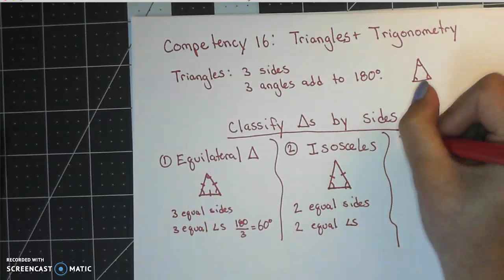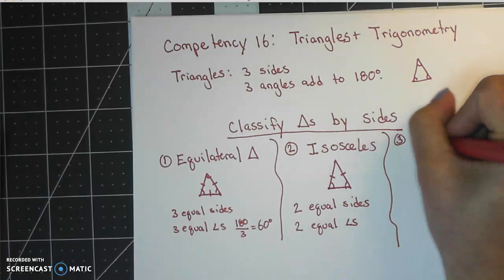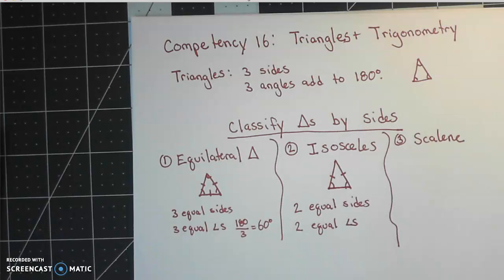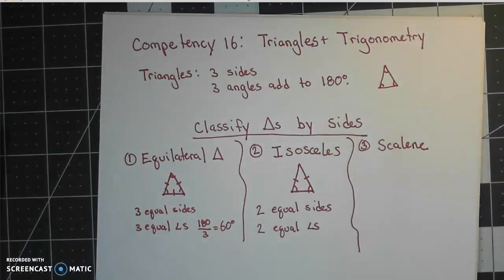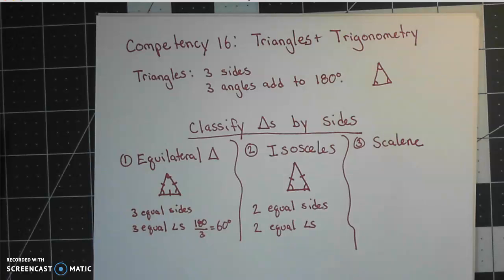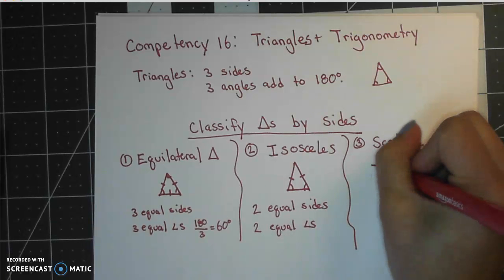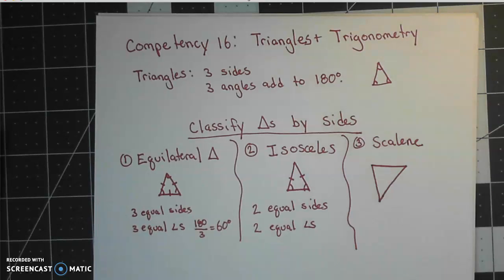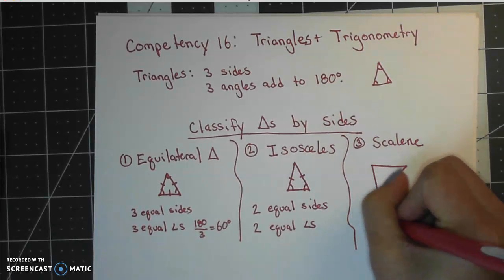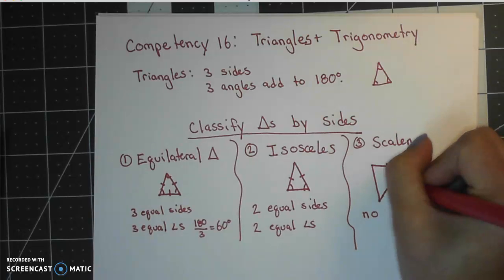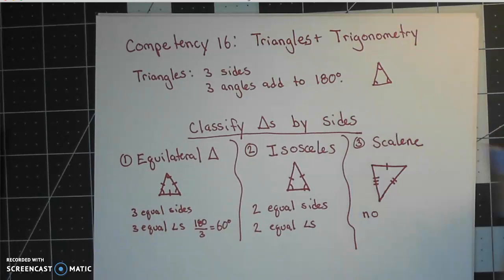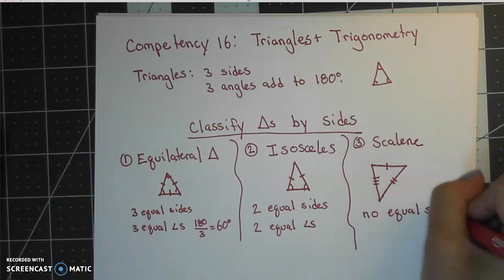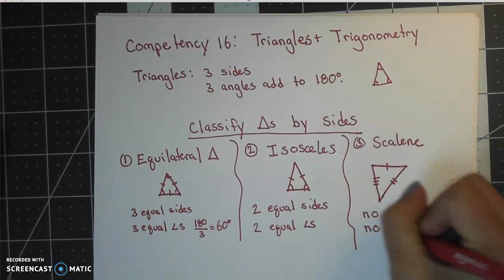And our third type of triangle based on their side is called scalene. Can you say that? Scalene. Yeah. Scalene is kind of the oddball, right? Like a scalene has no equal sides. They're all different. No equal sides and no equal angles.